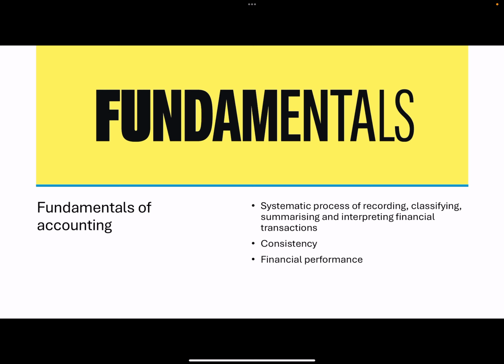Double entry system: every transaction has two sides, a debit and a credit, keeping the accounting equation balanced. And the accounting equation is assets equals liabilities plus equity. Accrual basis: revenues and expenses are recorded when earned or incurred, not when cash changes hands. Consistency: the same methods applied across periods for comparability. Materiality: only significant transactions that could influence decisions are recorded.